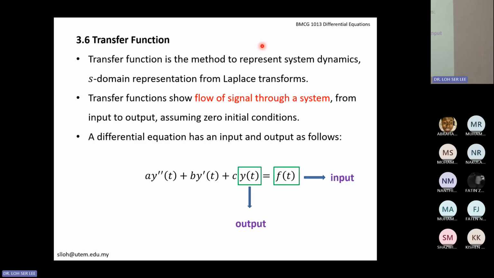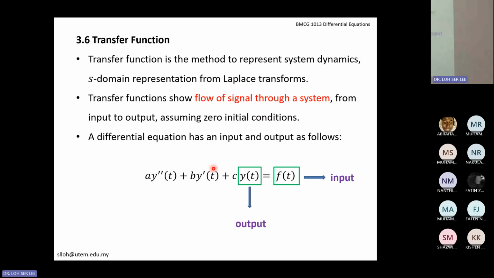Okay, this transfer function is the method we use to represent system dynamics in S domain. Okay, in S domain representation from Laplace transform. So actually the transfer function shows the flow of signal through a system, from input to output. For this transfer function, we will assume all initial conditions to be zero. Okay, this is our assumption. When you look for the transfer function, we assume the initial conditions are all zero.